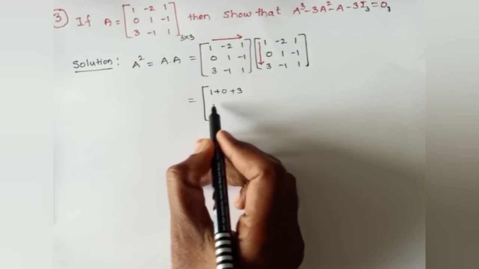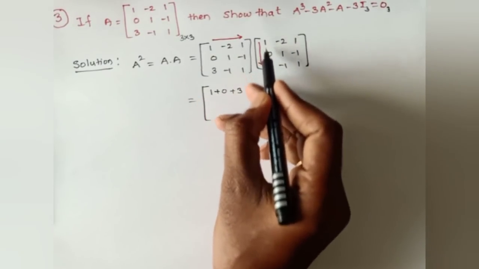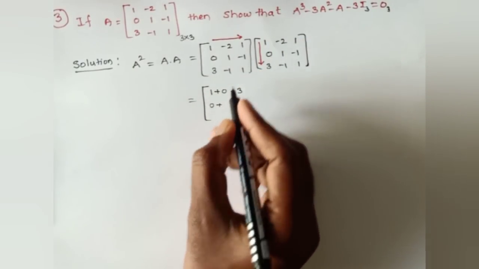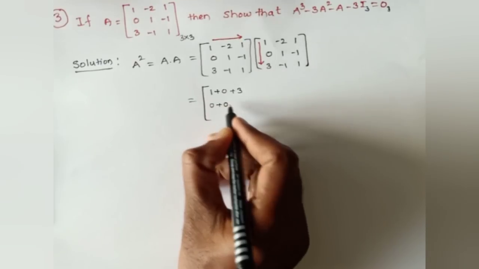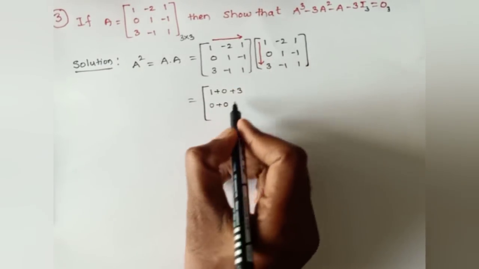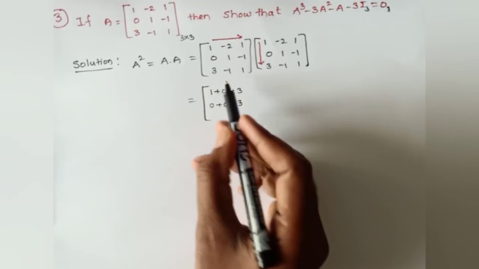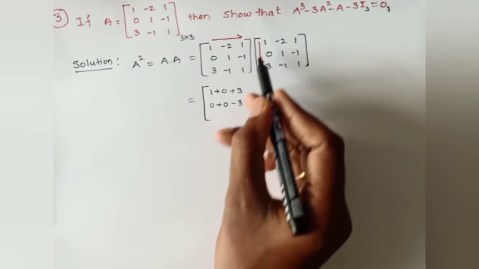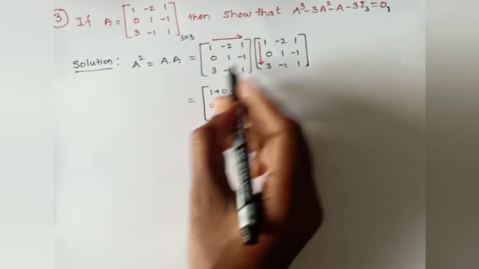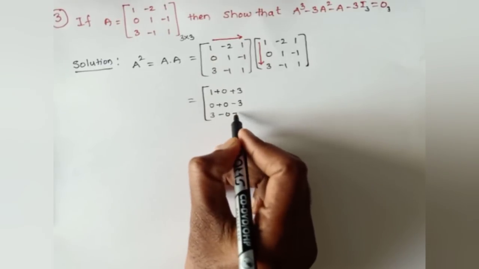Next, to get this element, you need to multiply these row elements with the same column. So 0 into 1 is 0, plus 1 into 0 is 0. Now minus 1 into 3, this is minus 3. Next, to get this value, multiply this row element with the same column. So this is 3 into 1 is 3, minus 0 plus 3.